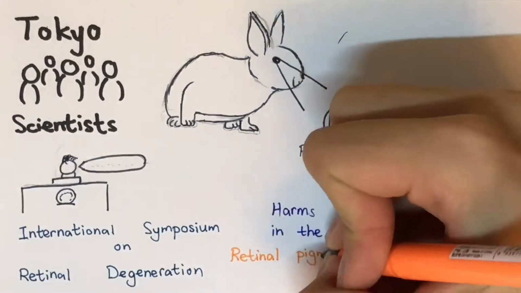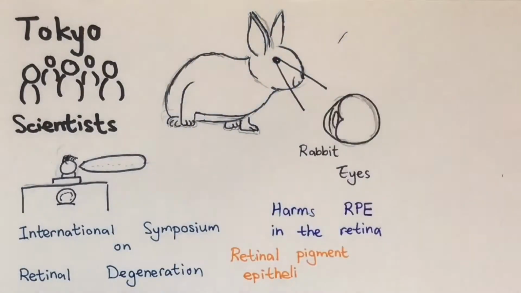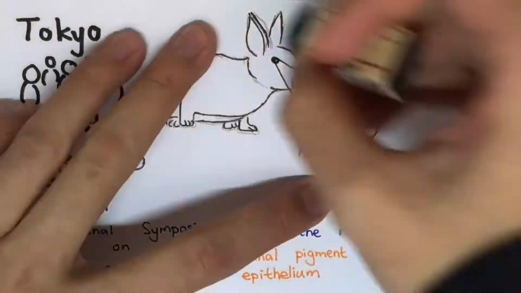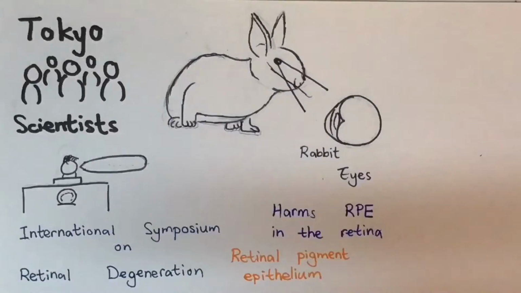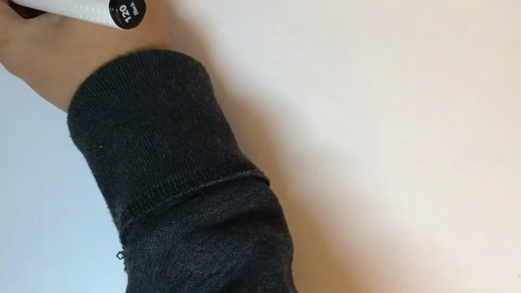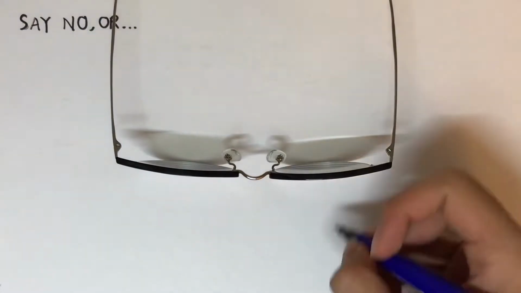RPE stands for retinal pigment epithelium, and the constant focus on our smartphones can damage our retina in our eyes in the long-term run. This is why it is best not to stare at your phone screens for such a long time. Of course, there are solutions.